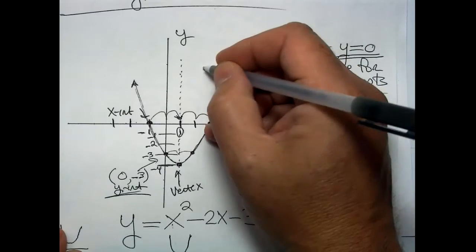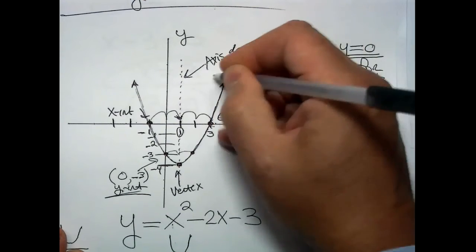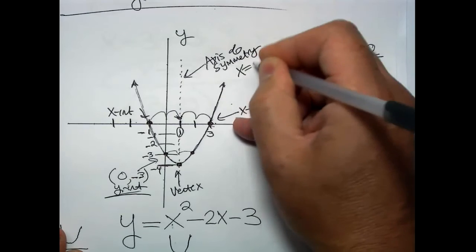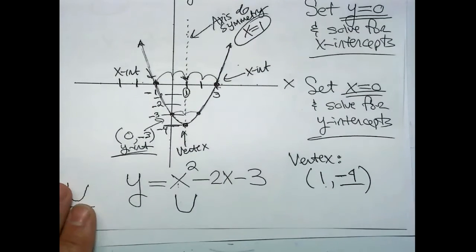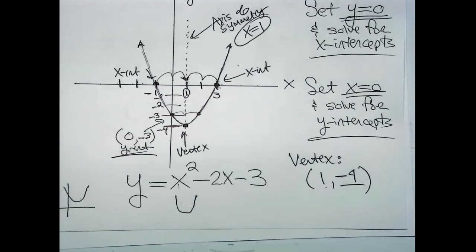Now, it's nice to talk about symmetry since we just brought up the parabola, because it does have symmetry. It doesn't have y or x-axis symmetry, but it does have symmetry. And in fact, it has symmetry about this dotted line, which is the axis of symmetry. In this case, that would be right here at x equals 1. Now, let's take a look at something here.